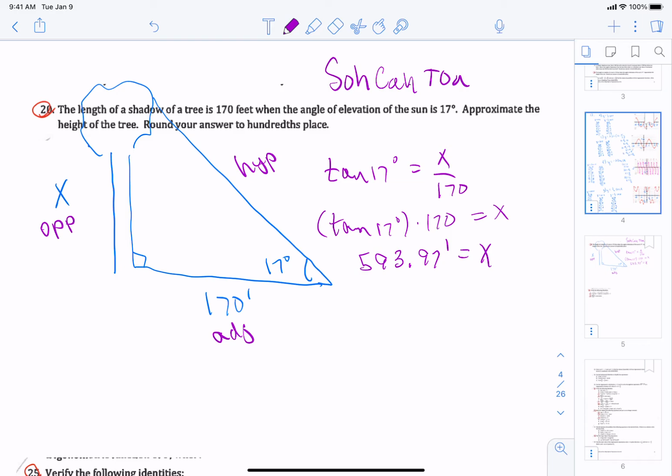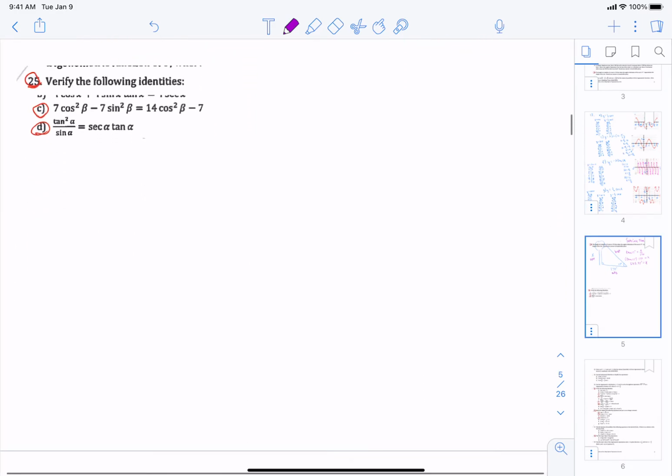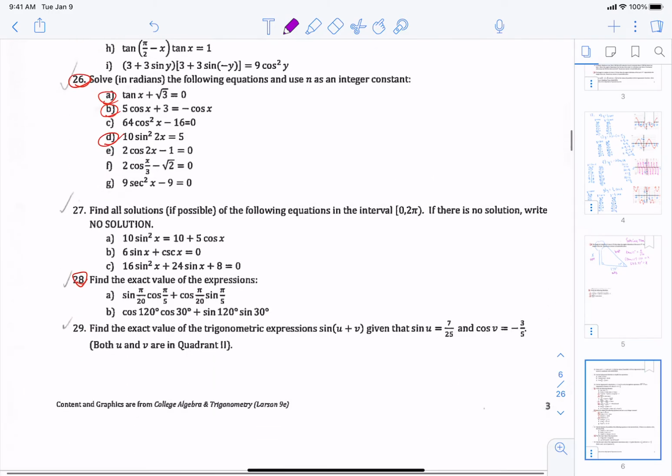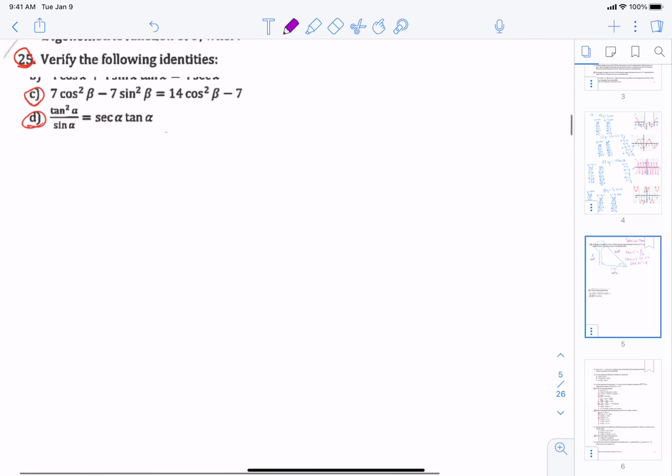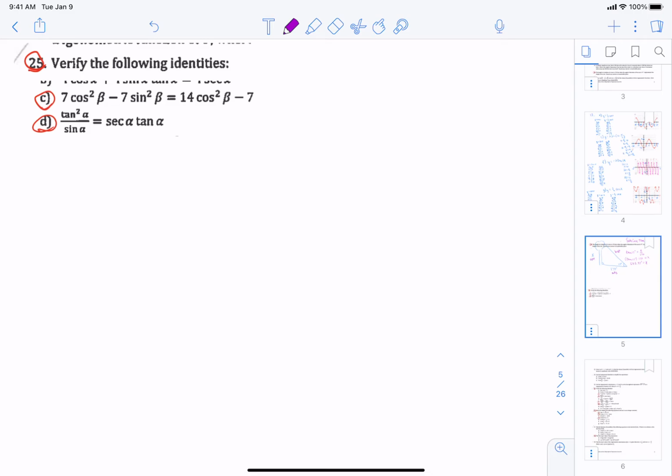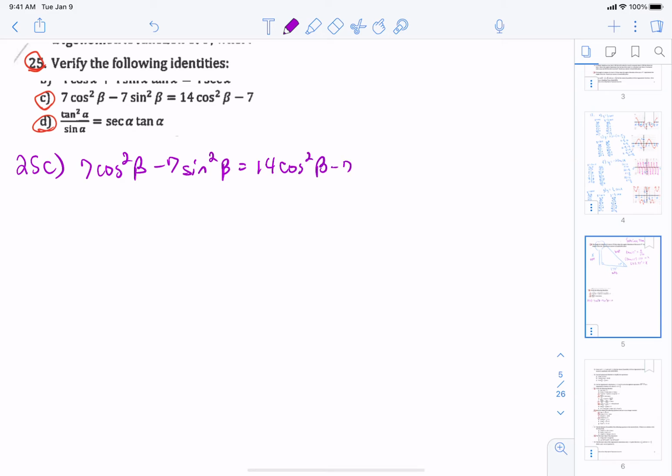Okay, the next one that I had circled was problem 25. I'm going to do C and D on this page, and then I have F and G. So we're going to do C, D, F, and G. So if you're wondering what that symbol is in the problem, that's a beta. Doesn't really matter. It looks like a fancy B. That's a beta.